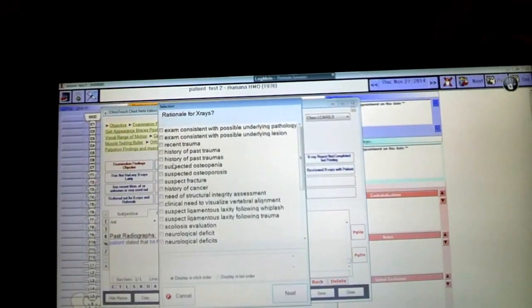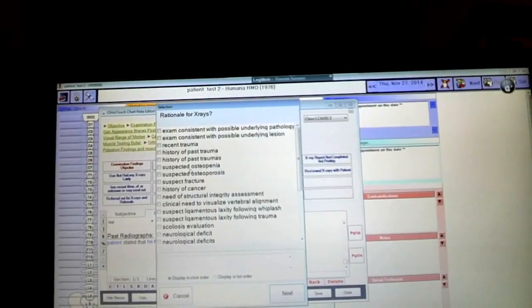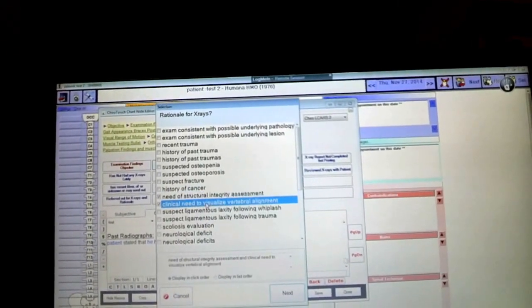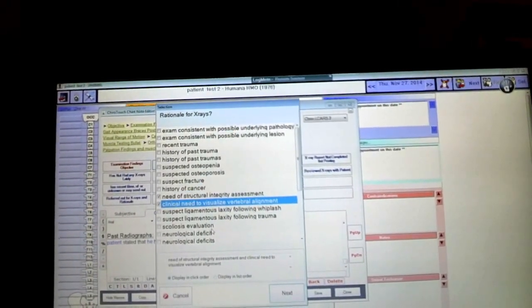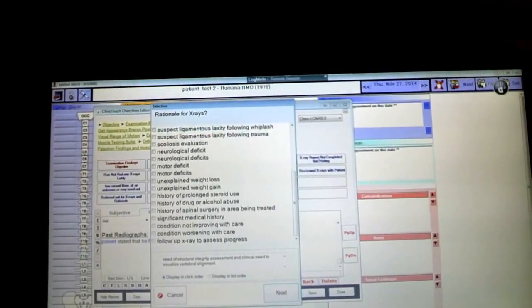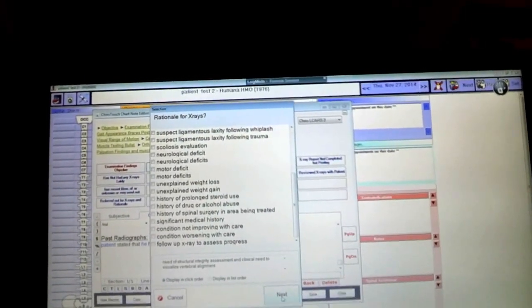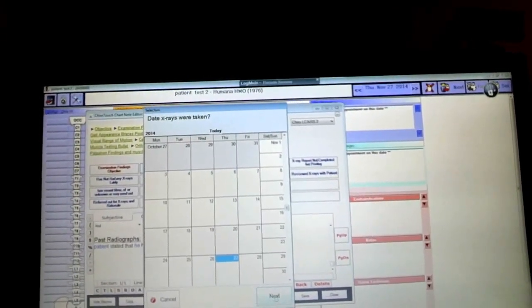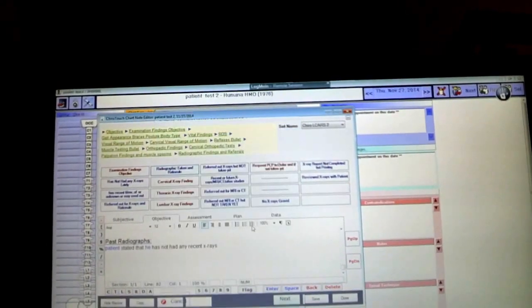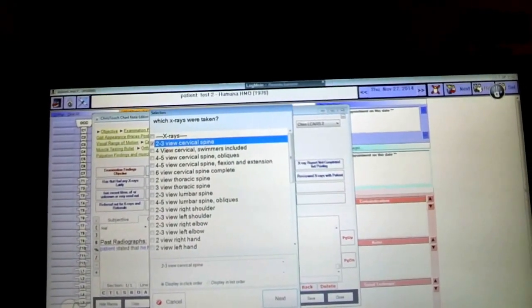So here would be an example of what x-rays are taken. Why are we taking them? We can say that we want to structurally see the area. We want to look for visual alignment. We're going to say that the person has no motor defects, no structural defects, no worsening conditions. So that's enough for there. We're going to say that the x-ray is going to be taken on today's date, and then from there we are going to take a cervical spine. Just a 2 to 3 view should be adequate for this patient.